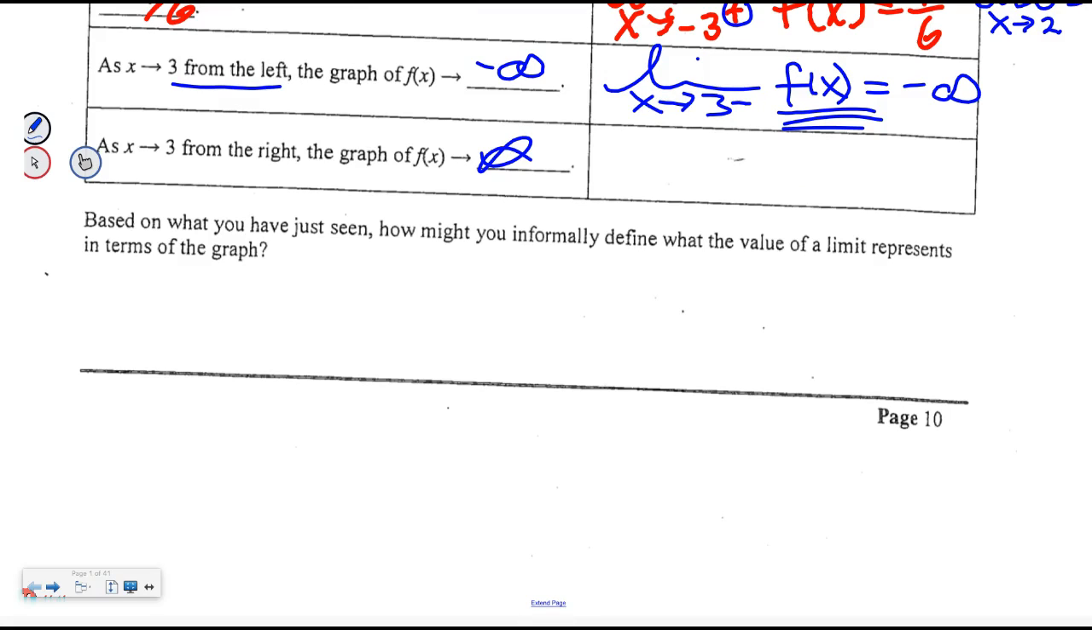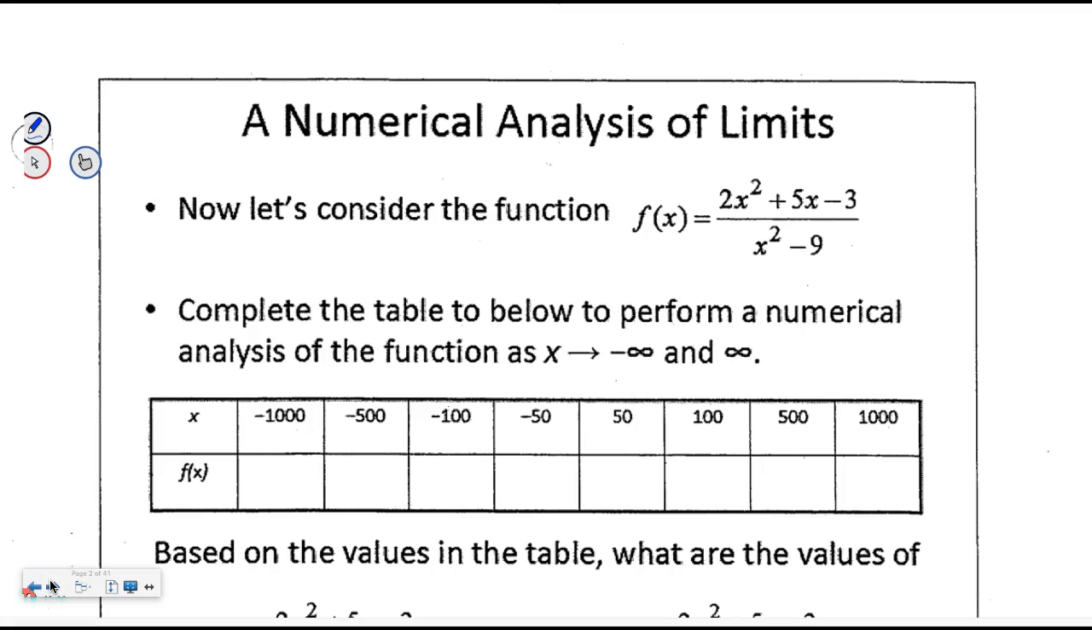So based on what we've seen from the graphs, how do you informally define what the value of a limit represents? The limit is the y value that you approach. All right, you can write that if you want, but just listening to it is fine, right? It's the y value that we approach. So let's go to the next page here, and that was graphical, right? We just looked at a graph.